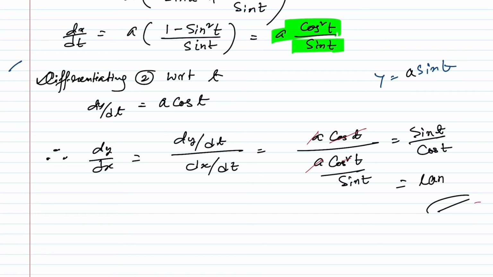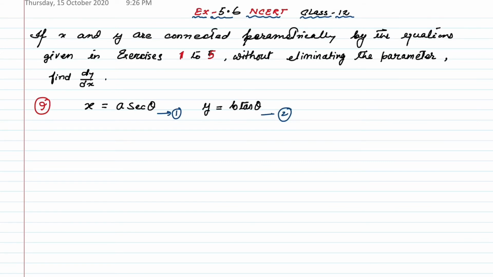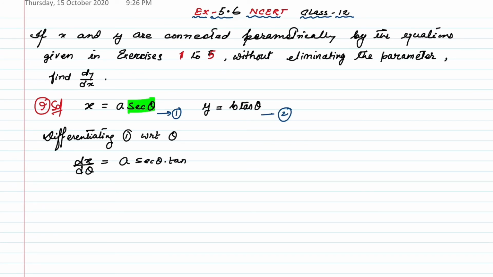Okay, now let us solve question number 9. Here first differentiate equation number 1. Differentiating 1 with respect to theta. Here the parameter is theta, so dx by d theta. We know derivative of sec theta is sec theta tan theta, so here we will get a sec theta tan theta.